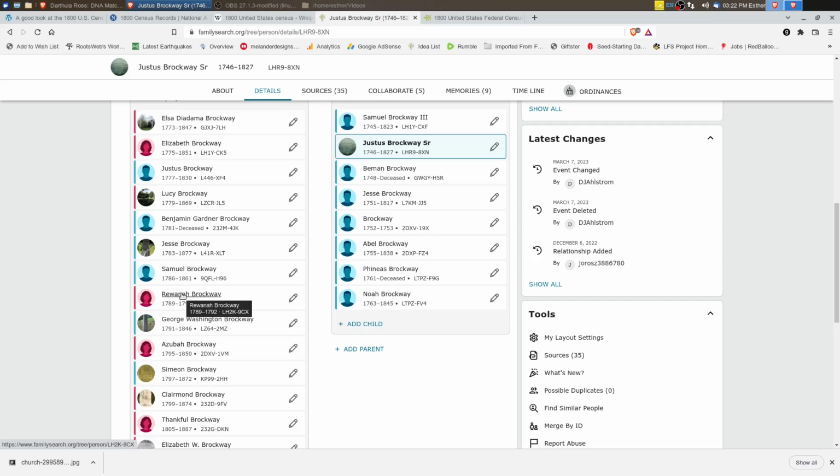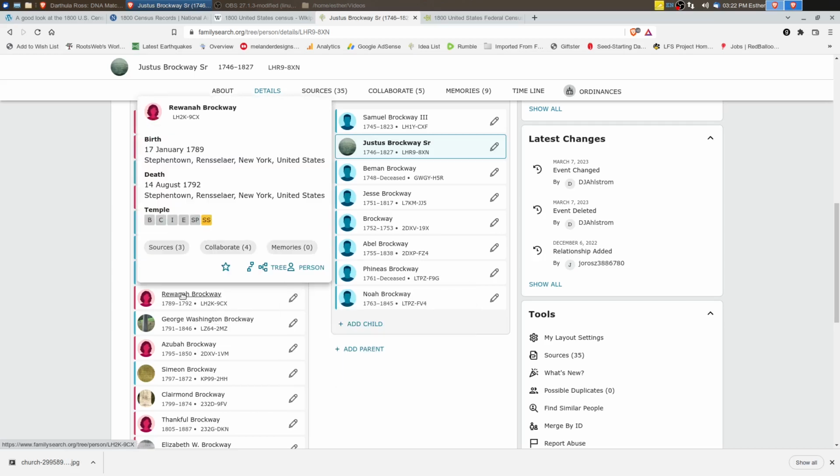Now, Rowana is interesting because there is a death date here for her. It's a rather specific date, but the sources don't have any support for that date. So I'm not saying that that date is wrong, but it is questionable because it needs a source.